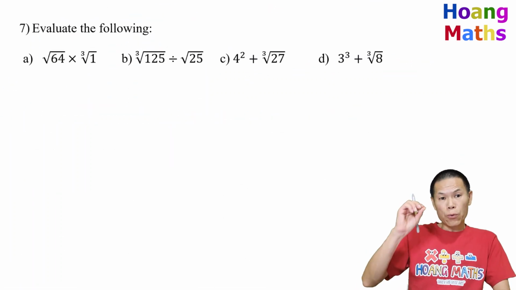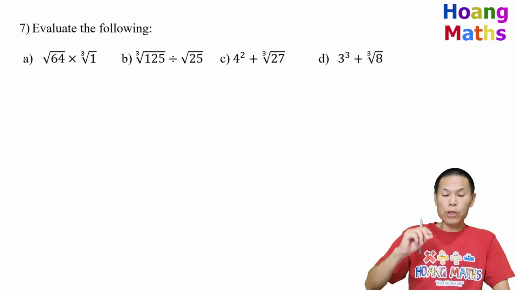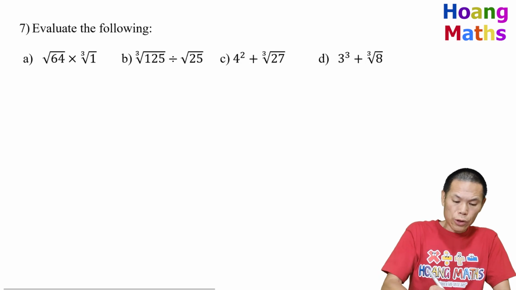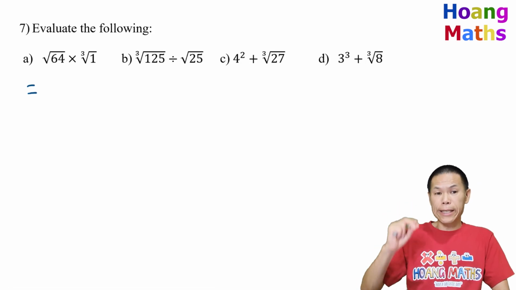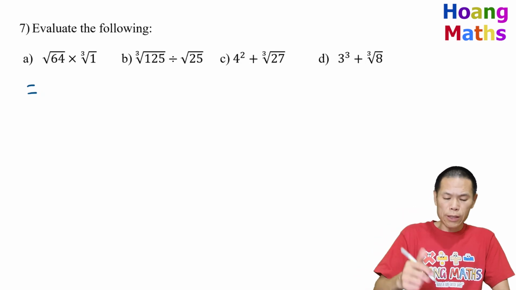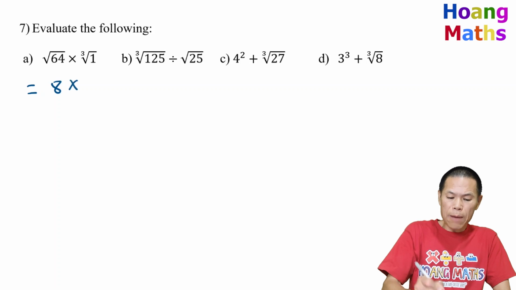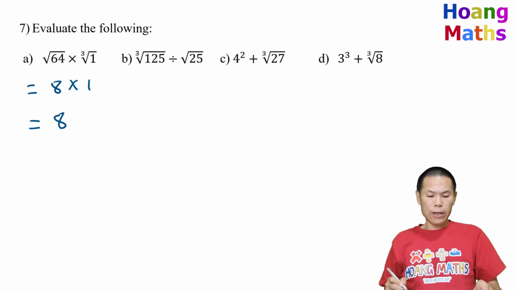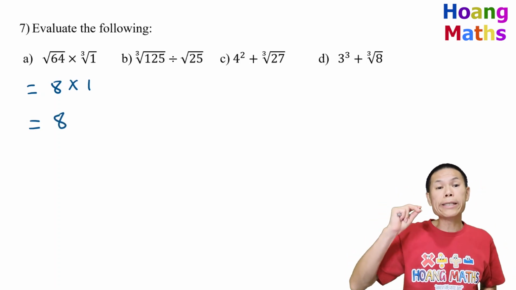Question 7. So first of all, for part A, we need to work out square root of 64, and we need to work out cube root of 1, and we times them together. So square root of 64, 8 times 8 is 64. So square root of 64 is 8. So let me just write 8 with times, and we know that cube root of 1 is 1. So 8 times 1 is 8. So there you go. So please pause the video and try this one yourself.